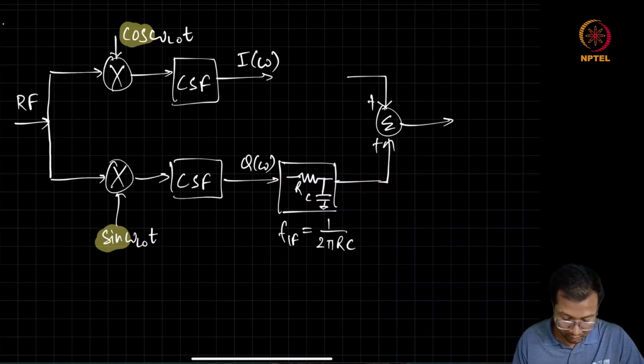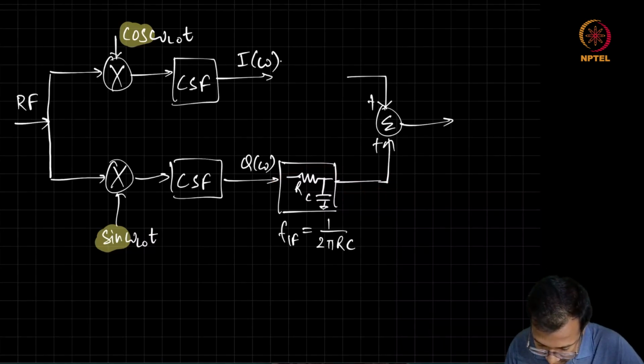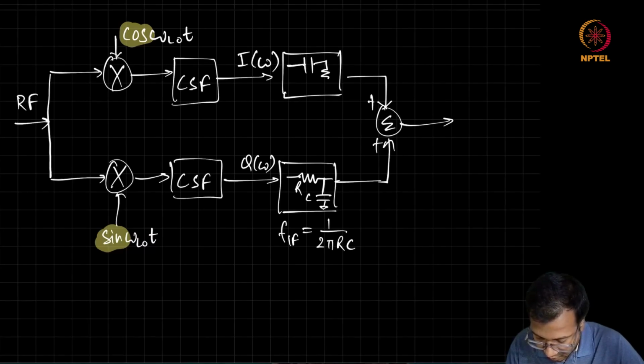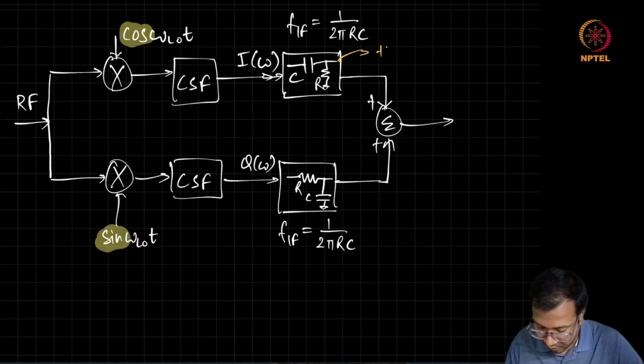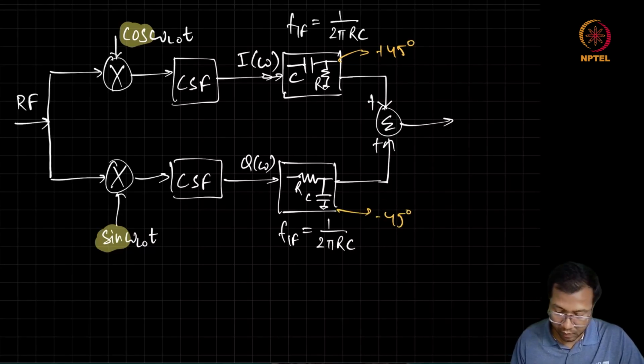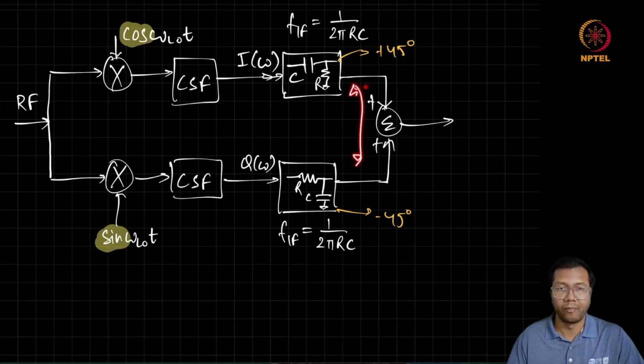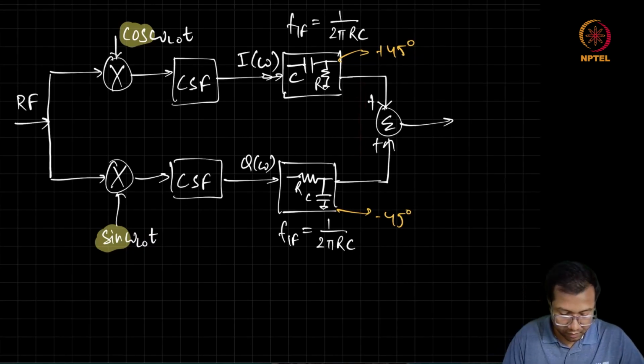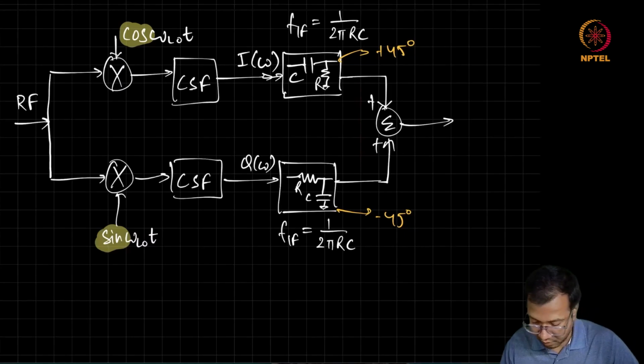Minus 45 degrees. Similarly, we can implement a CR filter where again we choose the same values of capacitance and resistance. This will give plus 45 degree phase shift, where this will give minus 45 degree phase shift. So overall, we get a relative phase shift of minus 90 degrees. And the final output, once we add together, will only have the signal component.